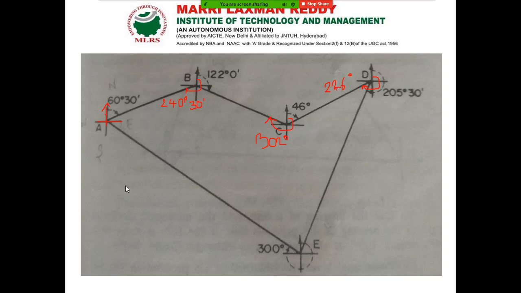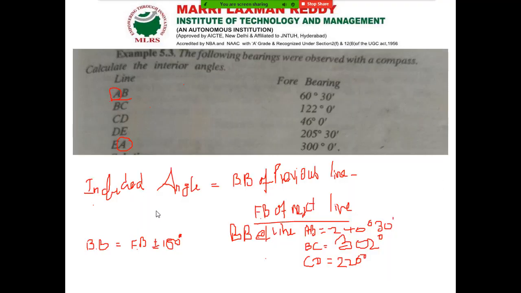Next, for the line DE, the value is 205 degree 30 minutes. This is more than 180 degree, so we have to deduct 180 degree from this value, and we get the value as 25 degree 30 minutes.